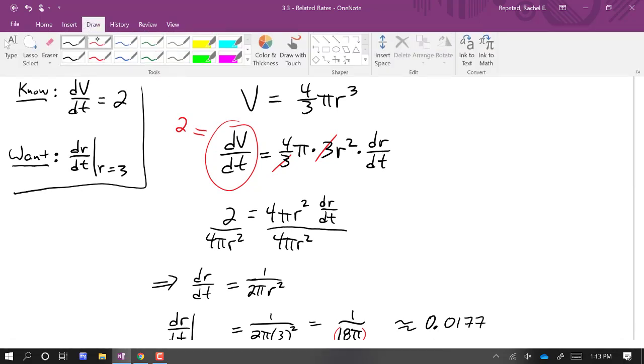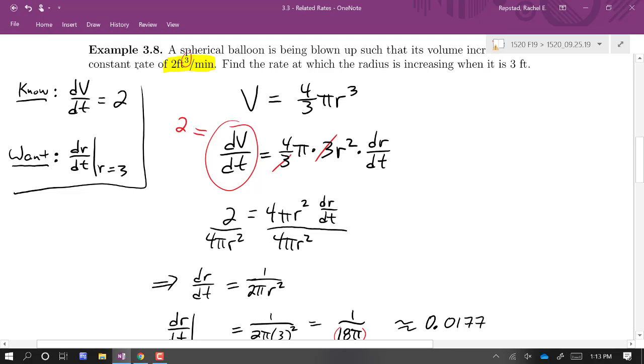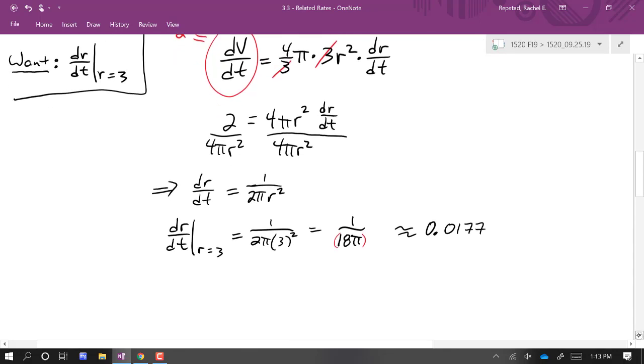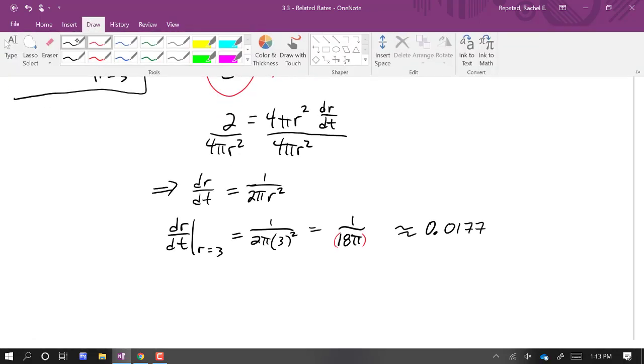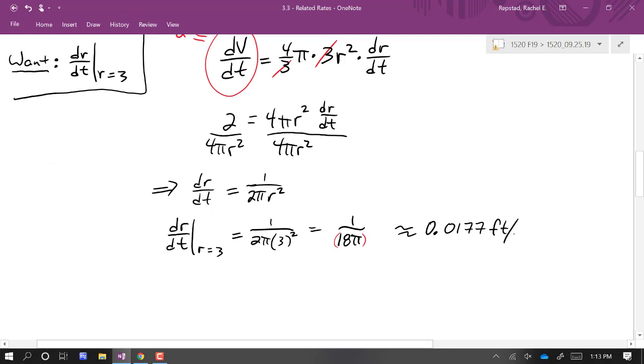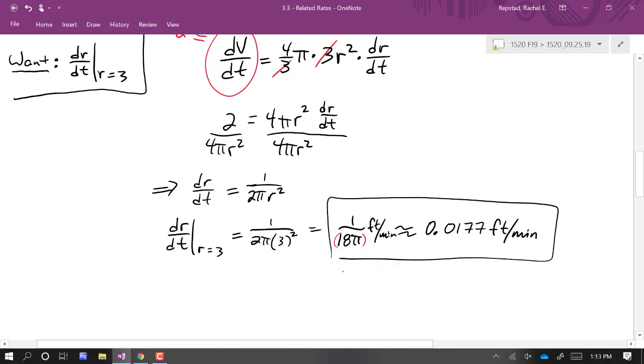Like this was cubic feet per minute because that was a dV/dt. So this is a dr/dt. The units of radius in this problem are feet. And the units of time that we're working with are minutes. It inherits those time units from that given rate of change. So this would be feet per minute. How's that?